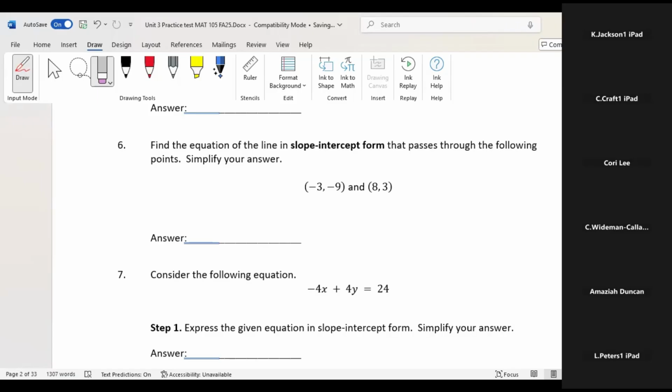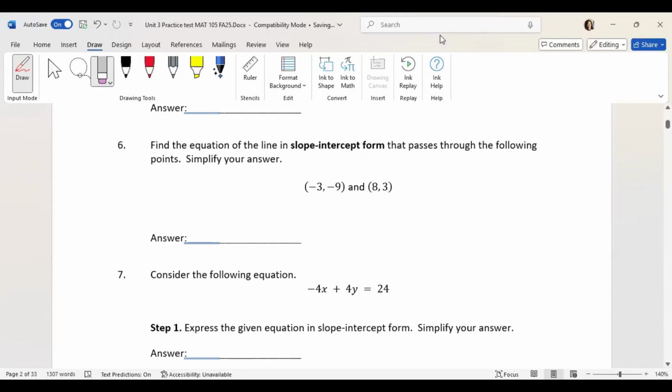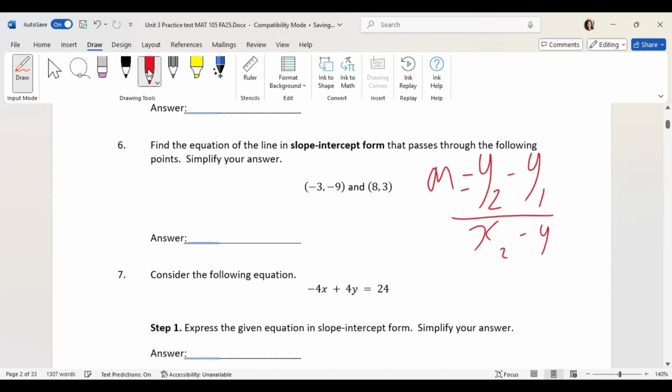All right, so let's go to question 6. This time we are given 2 points, and we are told to find the equation of a line in point-slope form. In this particular case, you must find the slope. So you start by finding the slope of the line. Remember the formula: increase in y over increase in x. So the increase in x is x2 minus x1, and the increase in y is y2 minus y1. I call the first point x1, y1, and the second point x2, y2.